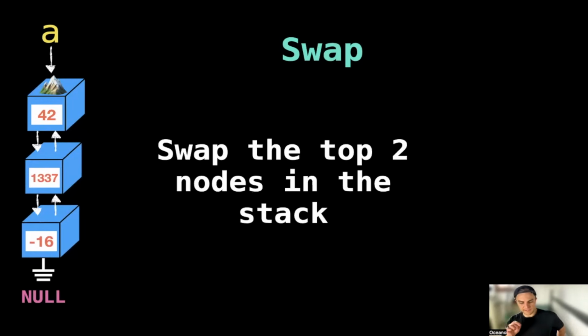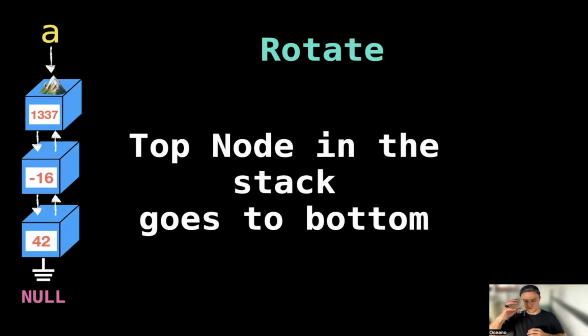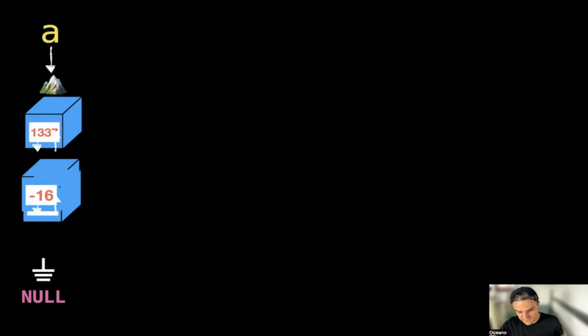Then we have another command, the rotate command. Basically, the rotate is like taking the top node and bringing it to the bottom, shifting the ones which are just above. Let's watch the visualization. So 42 is going to the bottom and the other two are shifting upwards. Easy peasy. Then we have the reverse rotate command. What is happening? Well, the opposite, basically. The bottom node goes to the top position and the other two are shifting down. So we have this operation here.